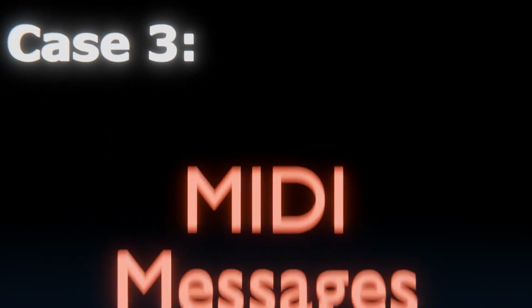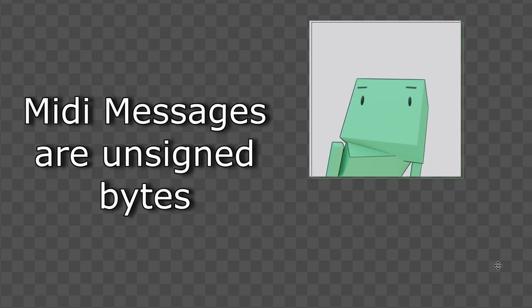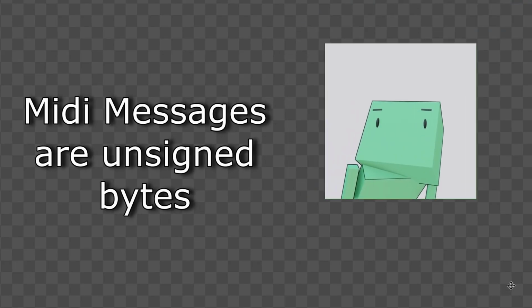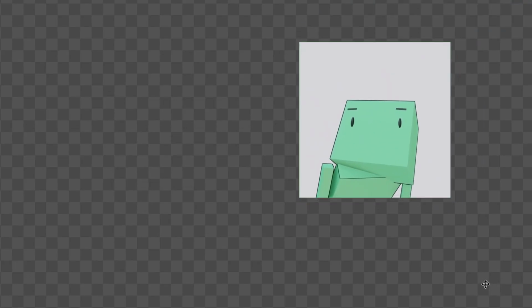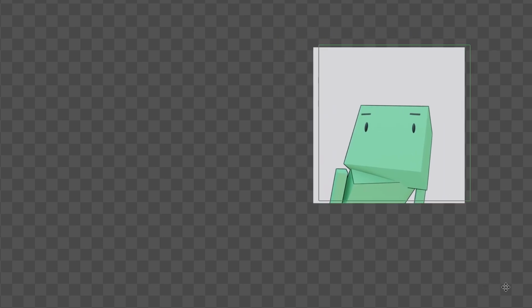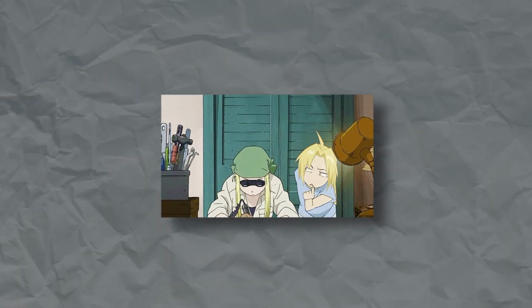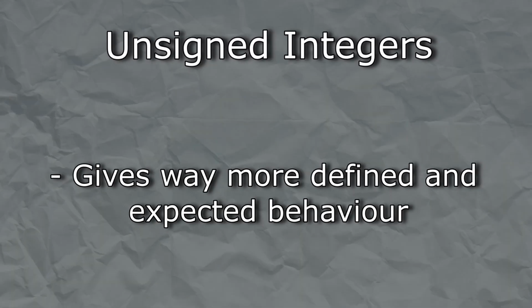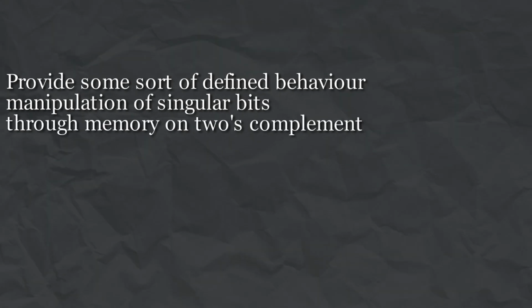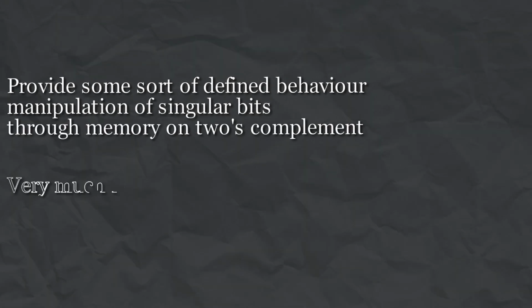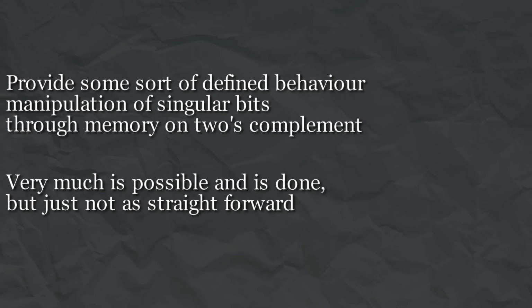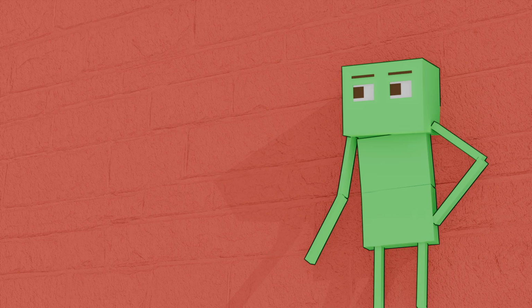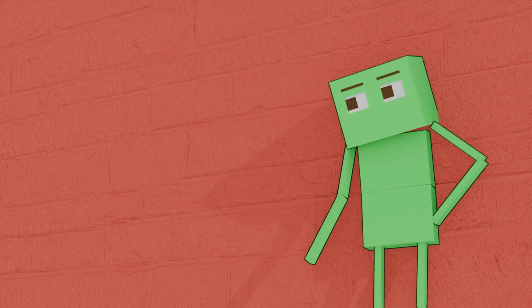Case 3, MIDI messages. MIDI messages are not negative, we don't need signed numbers, gives our computer less stress to work with, you get the idea. And in general cases where precise control over the bits itself is needed, unsigned integers can be pretty useful since we get more defined behavior than using signed. Like if I told you to do a bit shift using 2's complement, you can do it, but it definitely requires more thinking. So do yourself a favor and just use some unsigned integers.